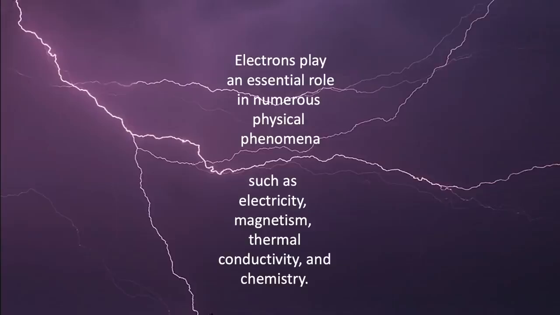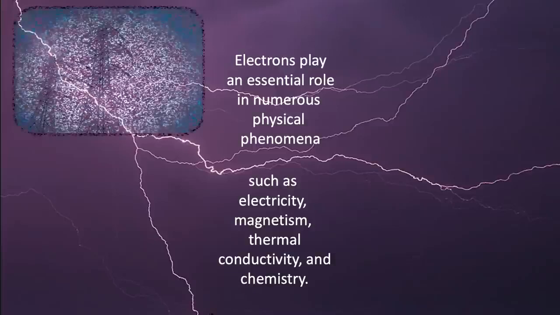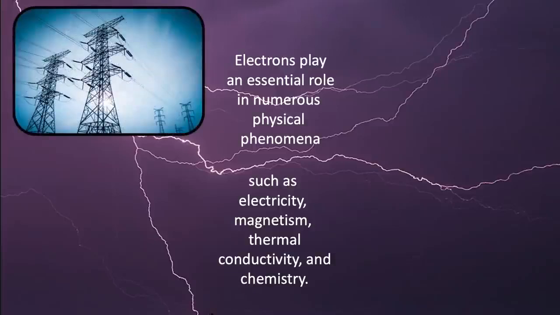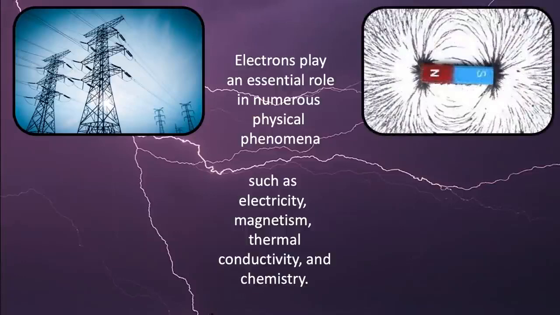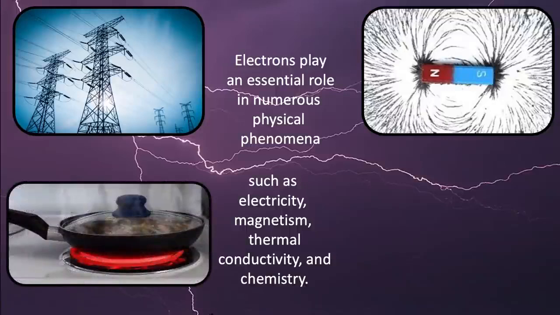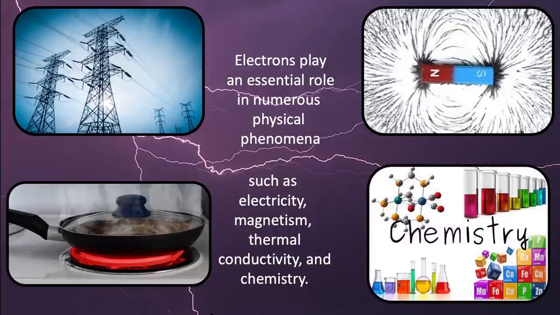Okay, our topic today is the mysterious electron. Electrons play an essential role in a number of physical phenomena. Of course, you're familiar with energy generation and electricity and so forth. And magnetism has to do with electrons. We'll talk about that more later. One you may not have thought about is thermal conductivity, the fact that heat is transferred by electrons. And then, of course, chemistry. I'm a chemist, and chemistry has a lot to do with moving electrons around. If you understand how the electrons move, you can understand a lot about chemistry.